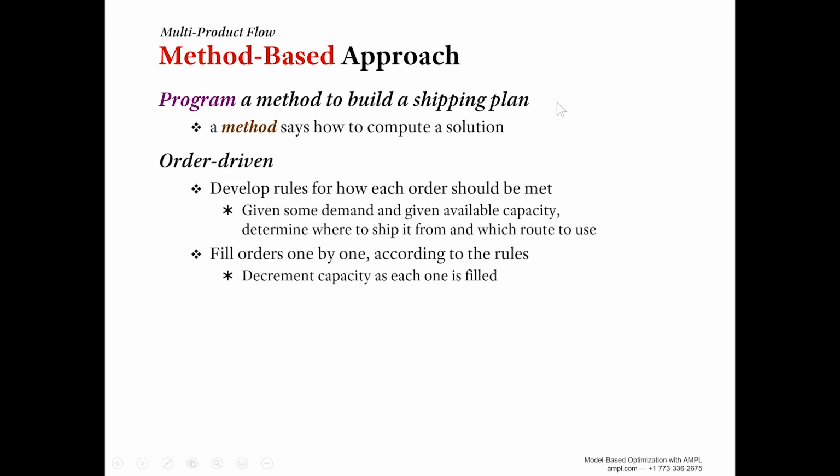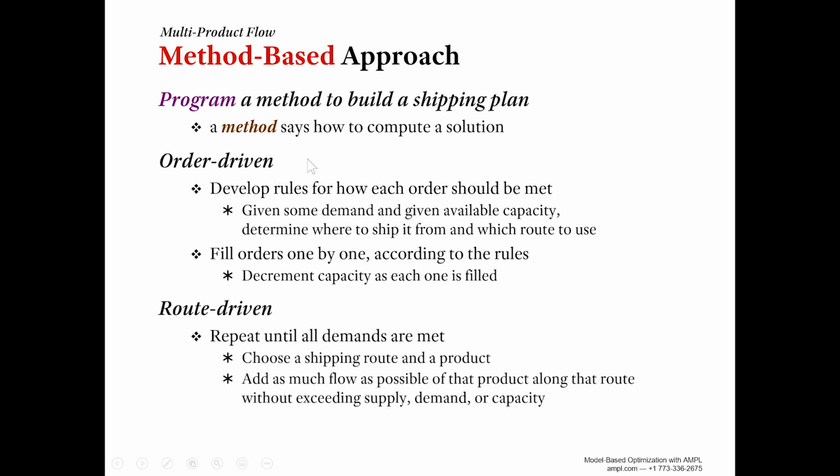You could have sort of an order-driven method. You develop rules for how every order should be met, and then you fill the orders one by one according to the rules. So it says if there's this much demand for this product at this city, you should first try to meet it from here, and then from there. You have all sorts of rules like that. And you try to meet the demands like that.